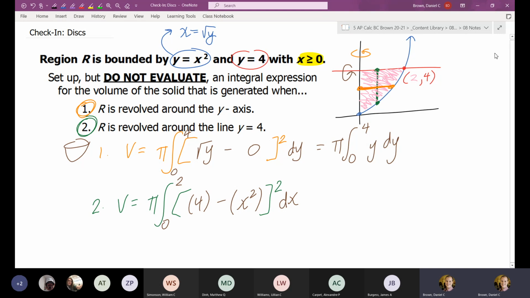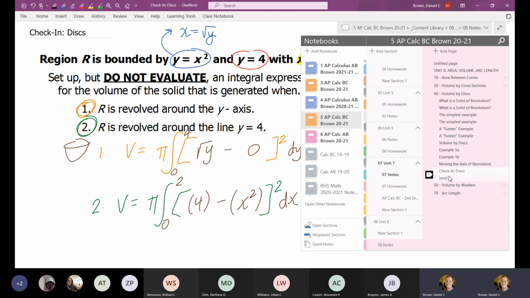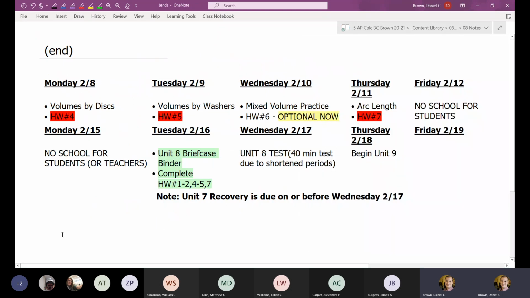All right, looking ahead for the rest of the week, just so you know what's going on. Today I am going to officially assign homework 4. Tomorrow we're going to build on top of the disk method and do the washer method, which you can figure out what that might mean. It's going to be figures that have a hole in the center, like fancy donuts.